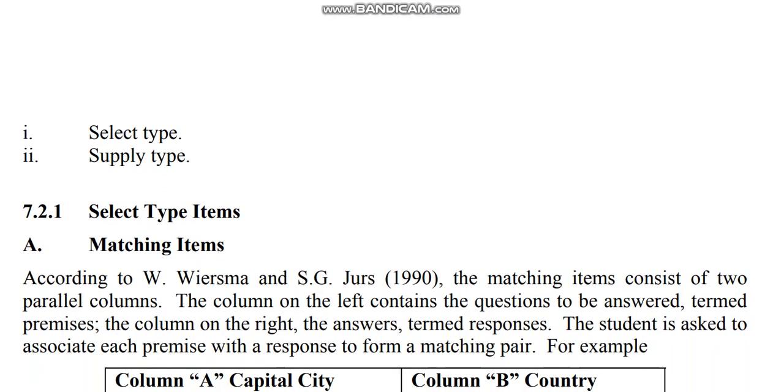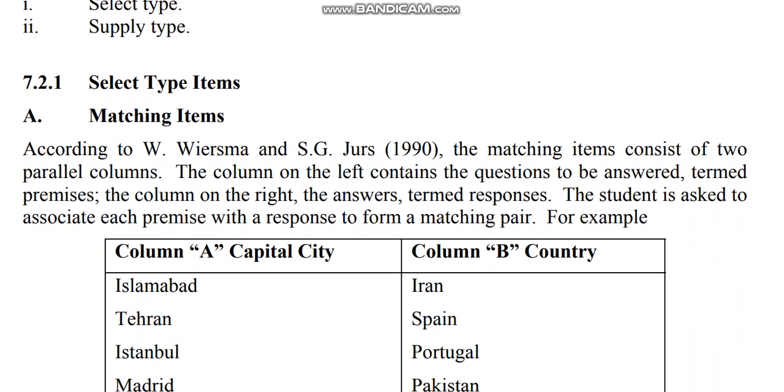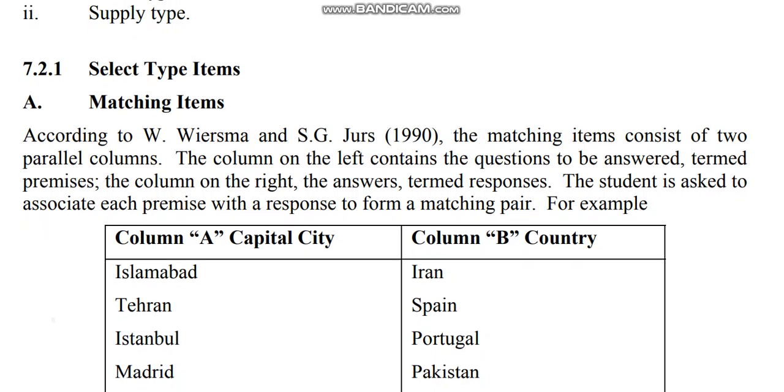Among select type items, we have matching items, according to W. Wiersma and S.G. Jurs, 1990. The matching items consist of two parallel columns. The column on the left contains the questions to be answered, termed premises. The column on the right contains the answers, termed responses. The student is asked to associate each premise with a response to form a matching pair. For example, column A capital city, column B country.